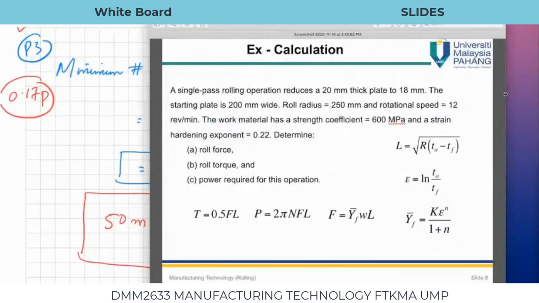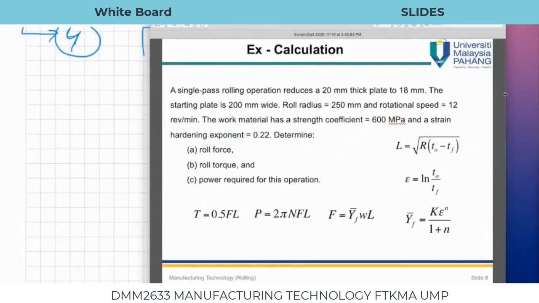In numerical number two, a single pass rolling operation. Single pass means this one is not multiple pass. The previous operation was a multiple pass rolling operation, in which we reduce the thickness in the first pass, second pass, third pass, fourth pass. But this one is a single pass operation.